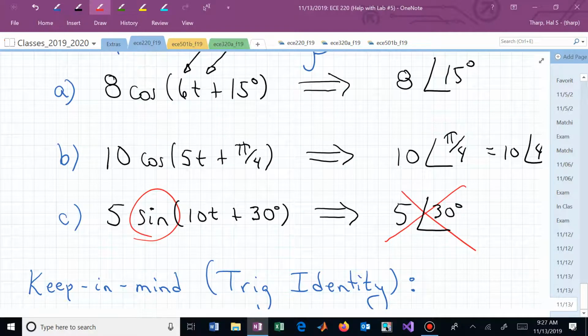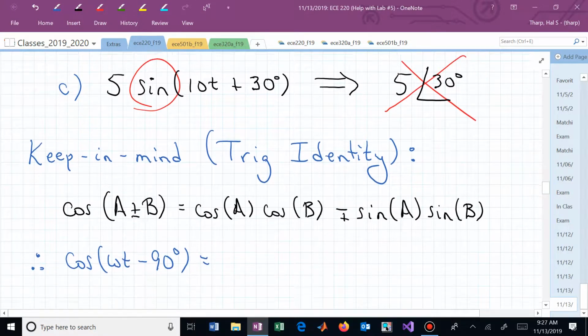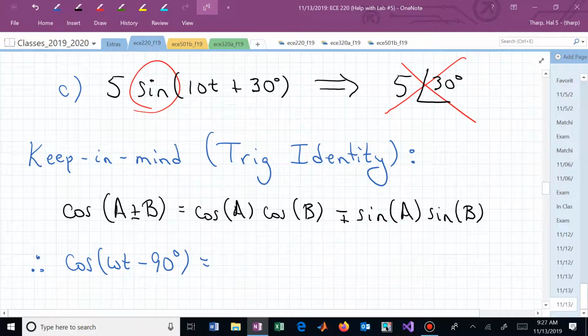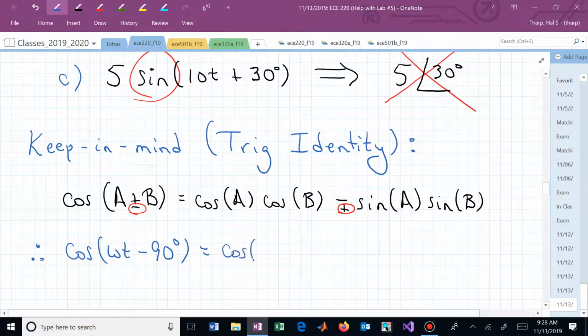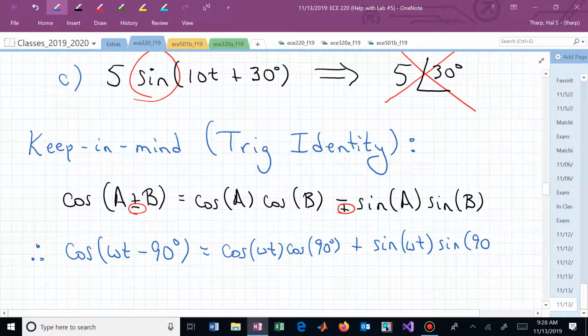So we need to now convert these sines to cosines, and we can keep in mind our trig identity of the sum of two angles. Cosine of A plus B is cosine A cosine B minus sine A sine B. Here, if we want the cosine omega t minus 90, now we're focusing on that combination. We can now say, oh, this is cosine omega t cosine of 90 plus sine omega t sine of 90.